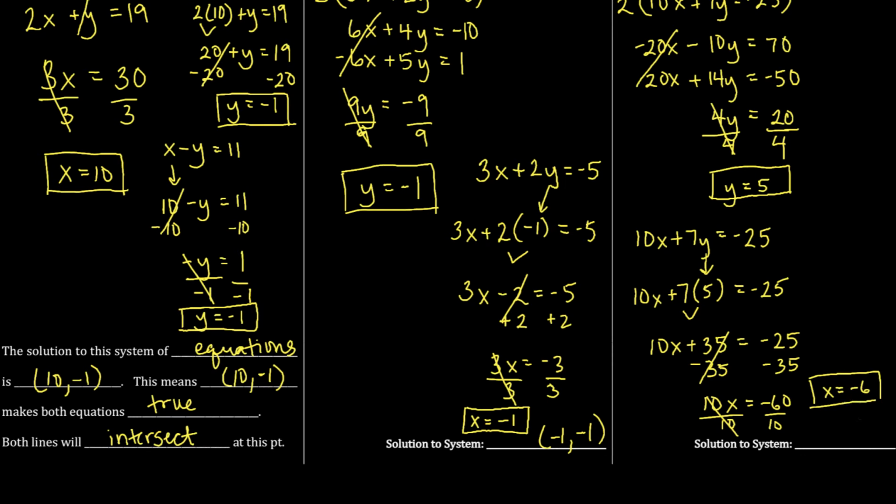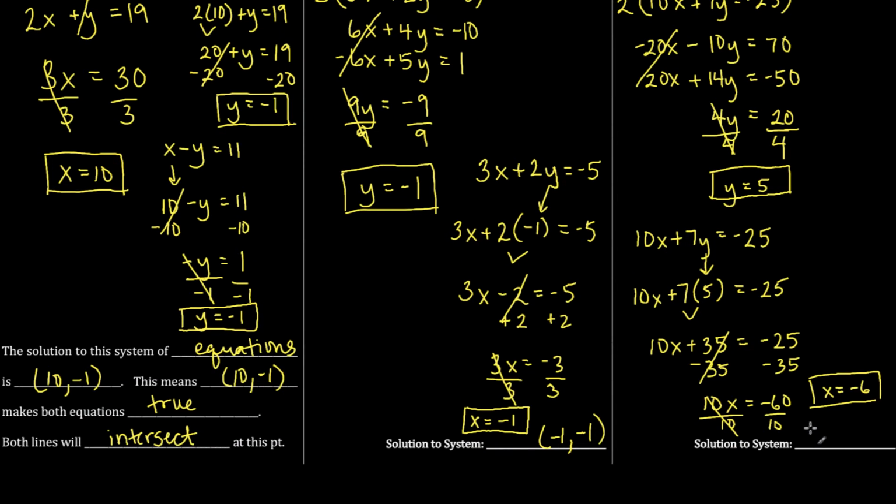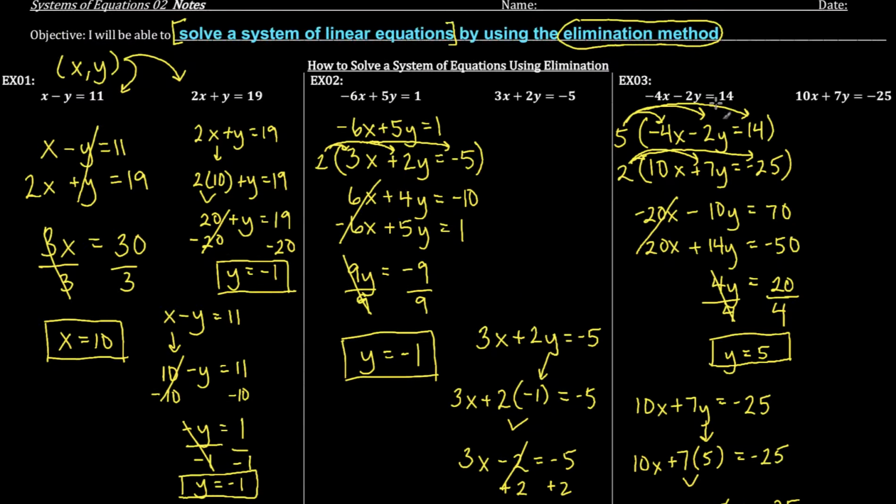Remember that my solution goes in the form of x comma y. So it is negative 6 comma positive 5. Remember that this negative 6, positive 5 will make this equation true, and it will make this equation true. So that is it. Thank you.